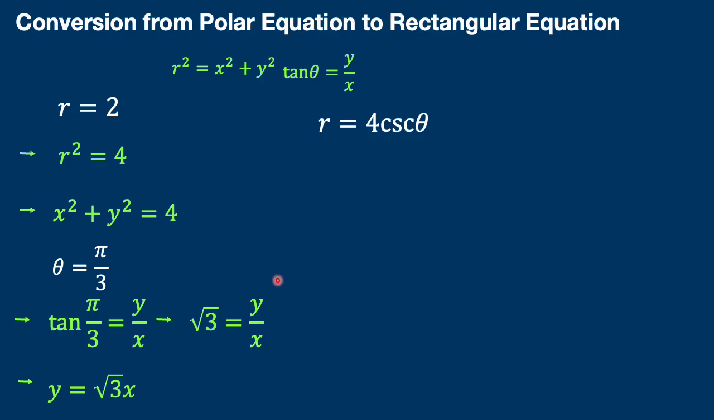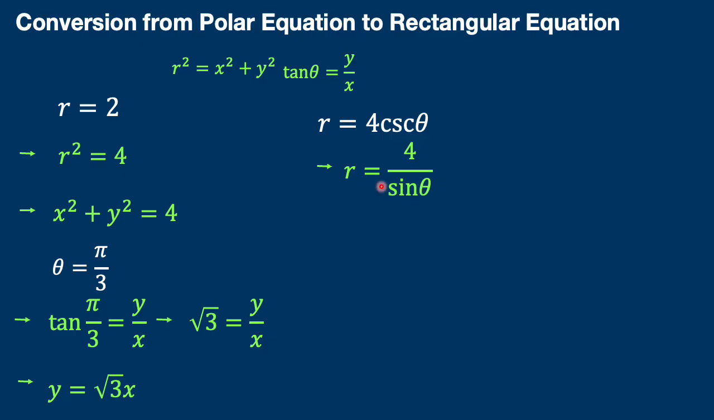So let's have another one. r equals 4 cosecant theta. It's very challenging, guys. The only thing we're going to use this time is that we have to change cosecant theta. We only have sine and cosine, so we change this one by using a trigonometric identity. Cosecant is 1 over sine theta. So r equals 4 over sine theta.